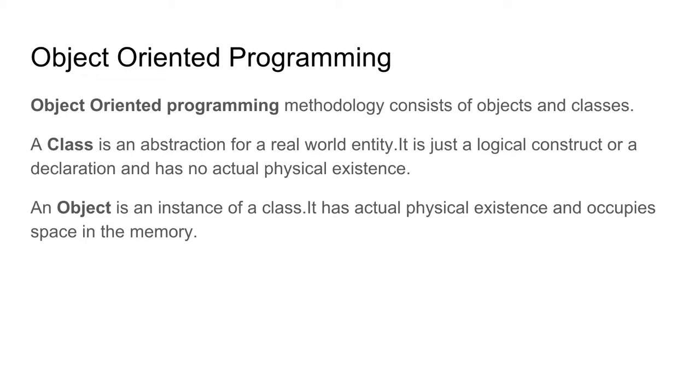A class is an abstraction of a real world entity. It is just a logical construct or a declaration that has no actual physical existence. But an object is an instance of a class. It has actual physical existence and occupies space in memory.